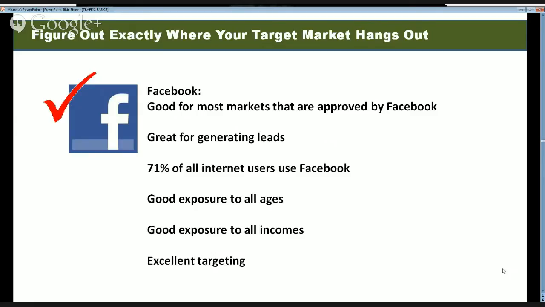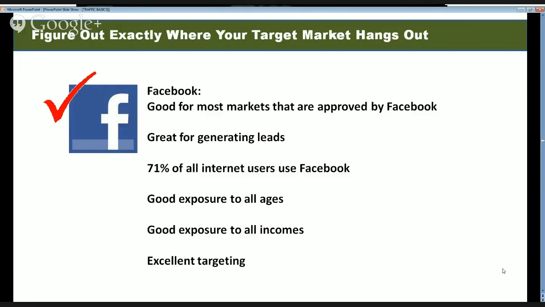All ages use Facebook. Whatever age you target, it's going to be on Facebook. That's guaranteed. Okay? Same thing with incomes. Whatever income you target, it's going to be on Facebook. Same thing with gender. Whatever gender you target, it's going to be on Facebook. No matter what target audience you're trying to reach, it's going to be on Facebook. And the beauty of Facebook, better than any of the other sources, is that it has excellent targeting.